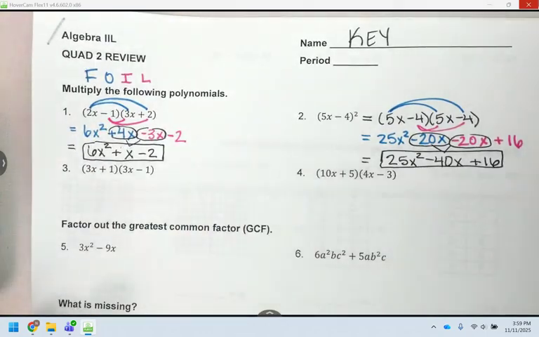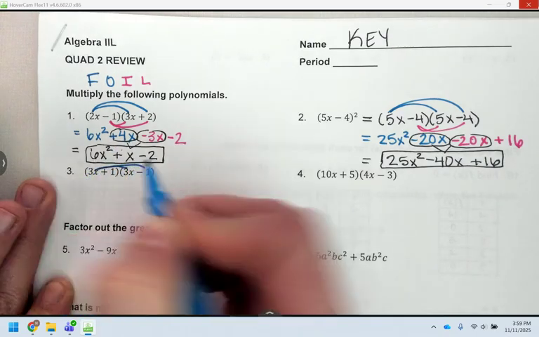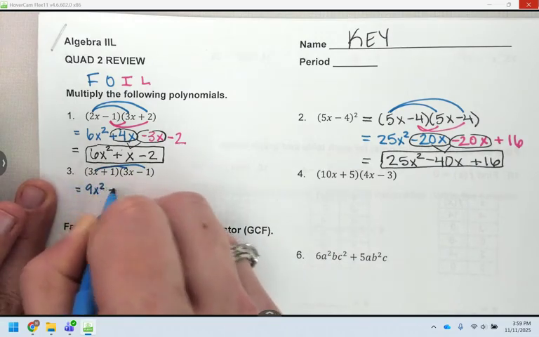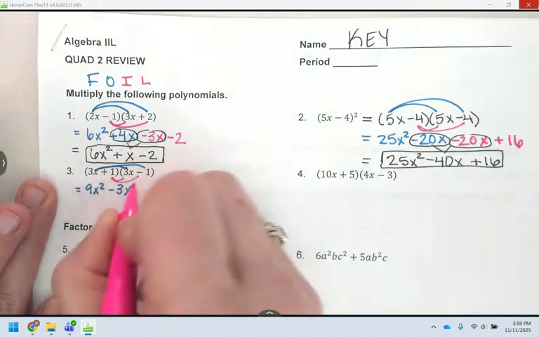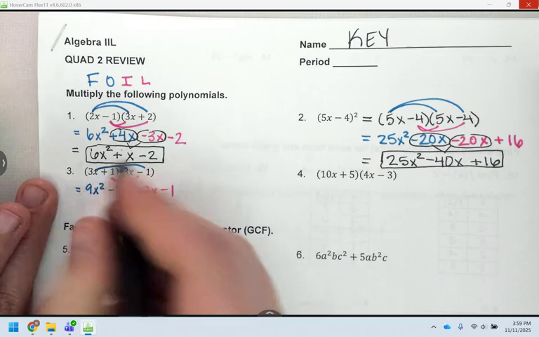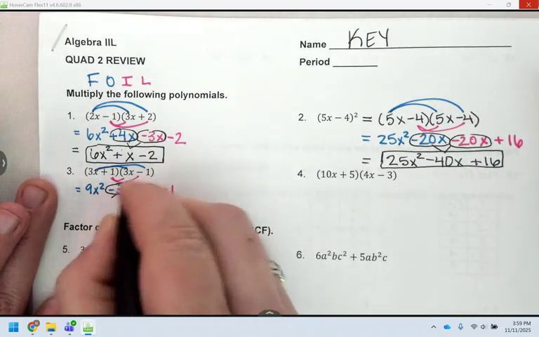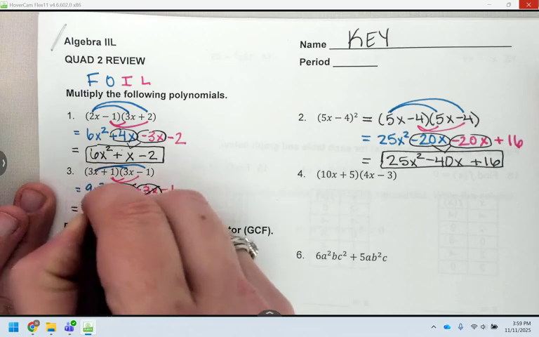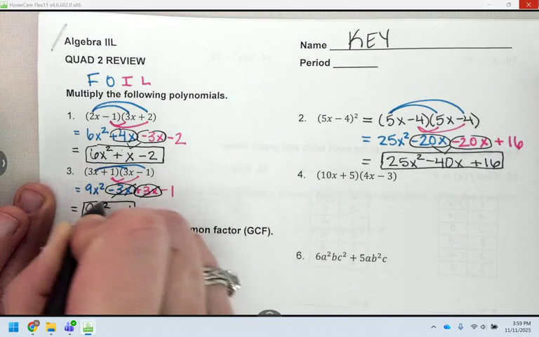All right, moving on to number 3. We're just going to go a little quicker each time. So first, outer. Inner last. In this one, negative 3x plus 3x is 0. So they combine to be 0, which leaves us with 9x squared minus 1.